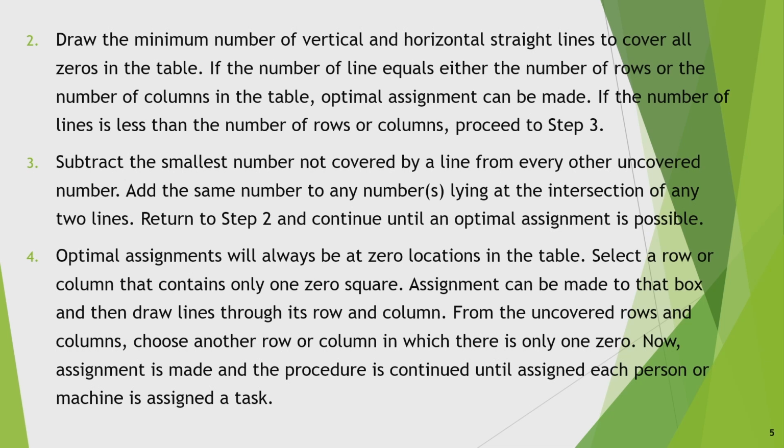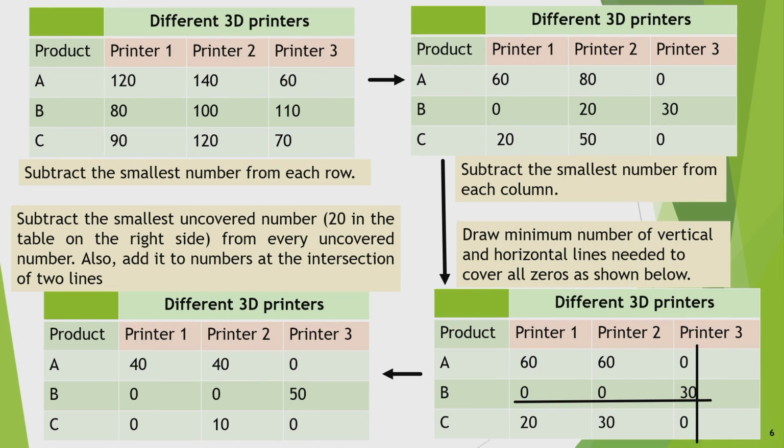So until each person or machine is assigned. That is, until assigned, you can put a comma here. Okay, each person or machine. Okay. So let us give that example only. I have already explained you, but I am elaborating it again.